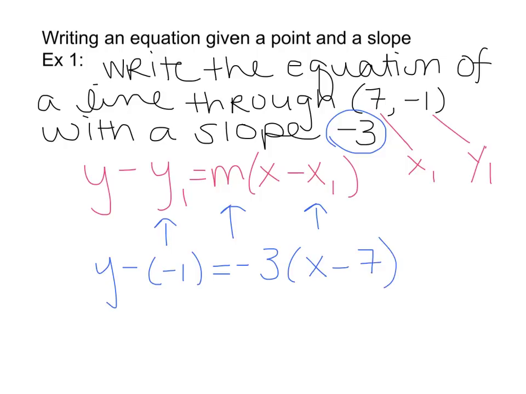So now let's simplify this. y minus -1 makes it +1. And I have nothing to simplify over here on my right hand side. So my equation in point-slope form is y plus 1 equals -3 times x minus 7.